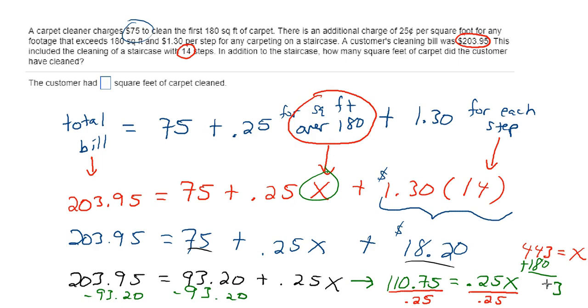I think I can do this one in my head. 2, and then 5, 6. Right? So we get 623 square feet, which is the total amount of square feet that was cleaned. So that's what you would want to type into Math Excel.